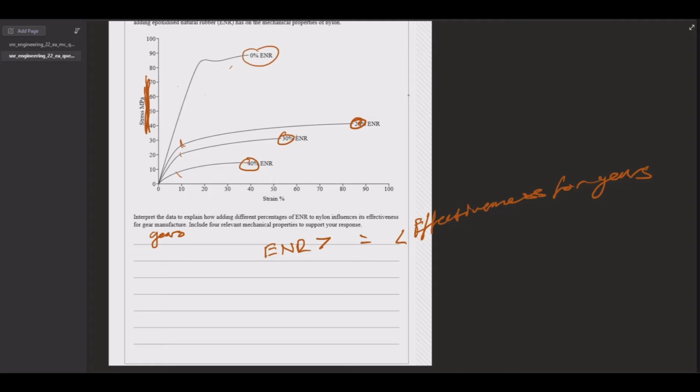So now we just have to include 4 relevant mechanical properties. And what we've already referenced: yield strength, elasticity, stress, ultimate tensile strength.